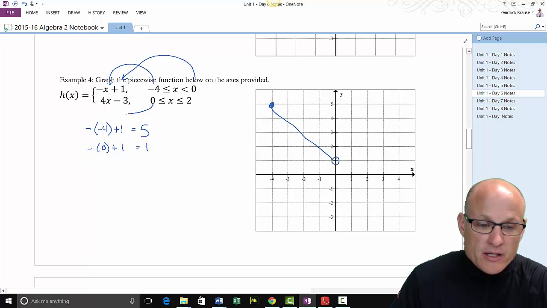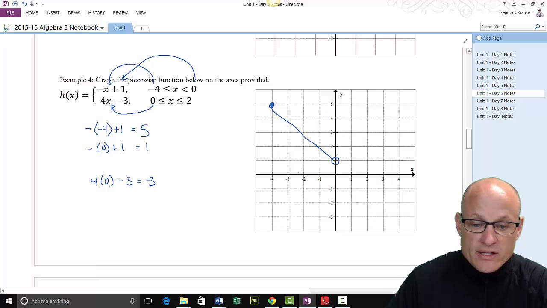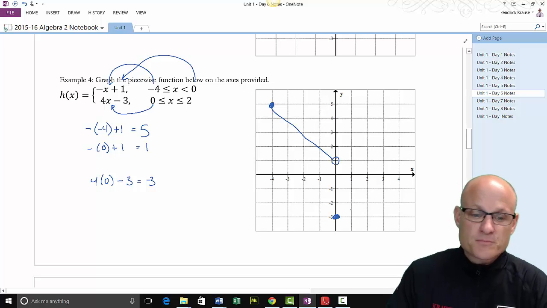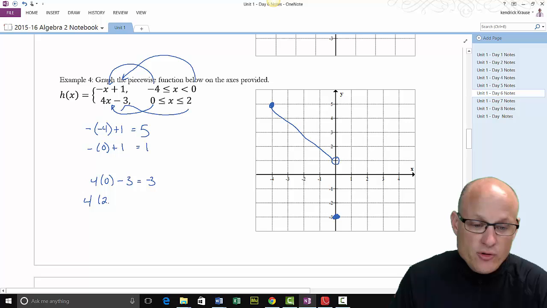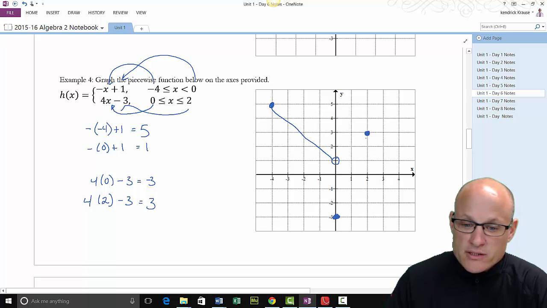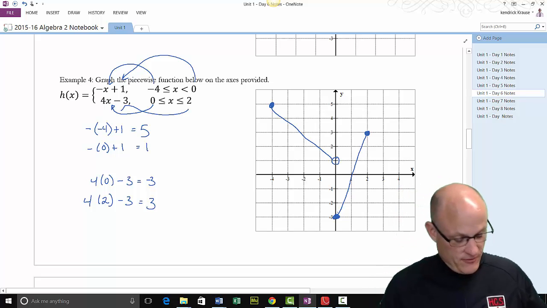Now the second part, we're going to plug in 0 to this equation. So 4 times 0 minus 3. Well, that's just negative 3. So at 0, it's minus 3, and this would be a closed circle. Now we're going to plug in a 2. So 4 times 2 minus 3. That's 8 minus 3, that's 5. So at 2, we are at 5. And I will attempt to connect those dots. Okay, there's that function.